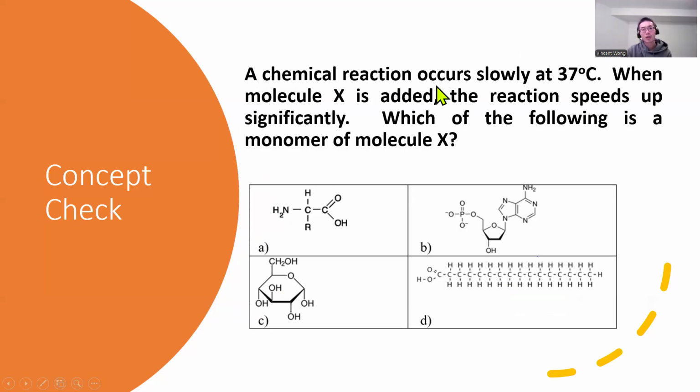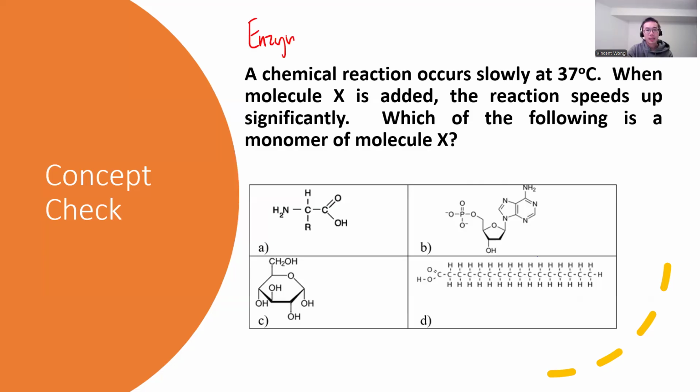A chemical reaction occurs slowly at 37 degrees Celsius. When molecule X is added, the reaction speeds up significantly. Which of the following is a monomer of molecule X? Think back to last class. What kind of substance will speed up a chemical reaction? We learned it towards the end. What do we call those things that speed up a chemical reaction? Anybody? Enzyme? Enzyme is correct. That's right.